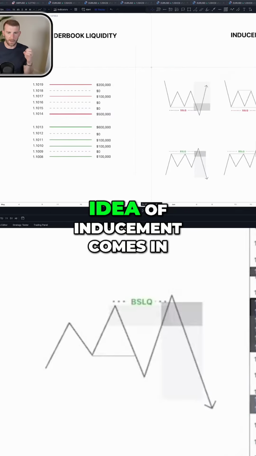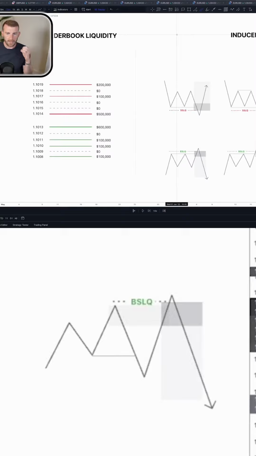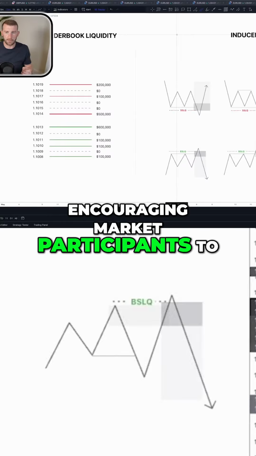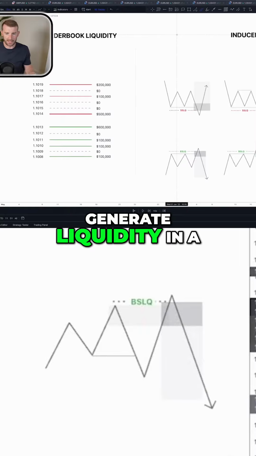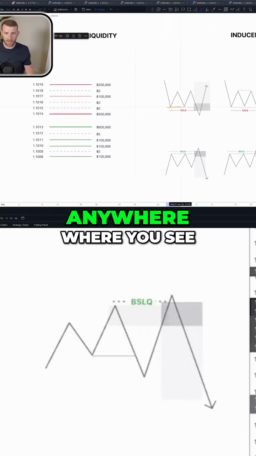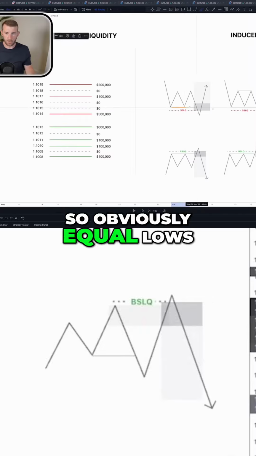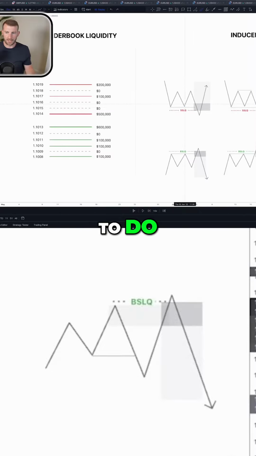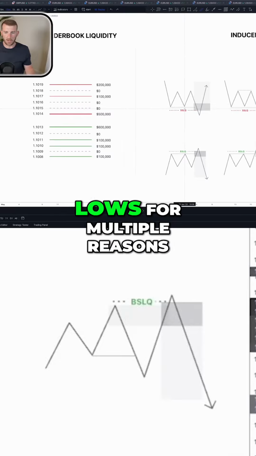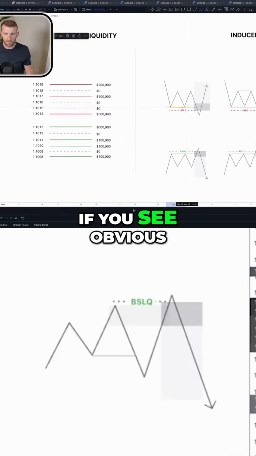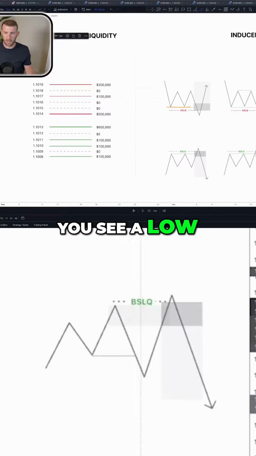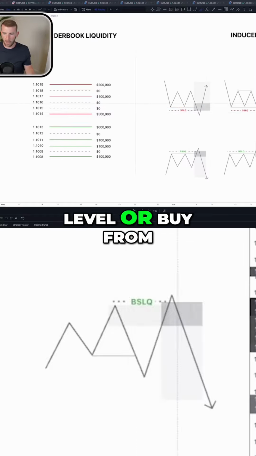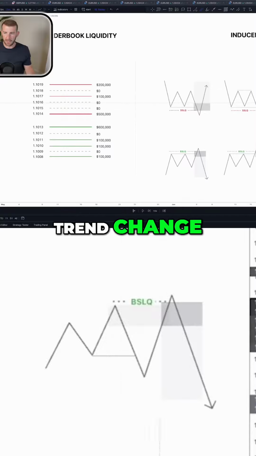And that is where the idea of inducement comes in. Inducement is essentially encouraging market participants to generate liquidity in a certain area. So anywhere you see lows in a market, such as obvious equal lows, or a low that actually broke some structure, what is that going to do? It's going to induce sell side liquidity below those lows, for multiple reasons. If you see obvious double bottoms, or a low that broke a high, people are probably going to want to buy from that level, from the support level or from that low. When they see that trend change, they're going to buy there.